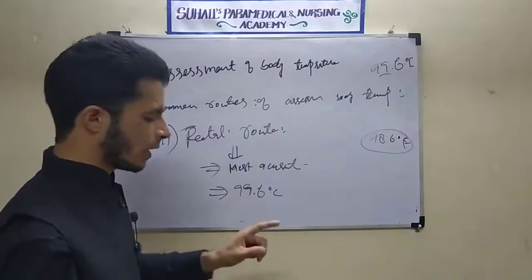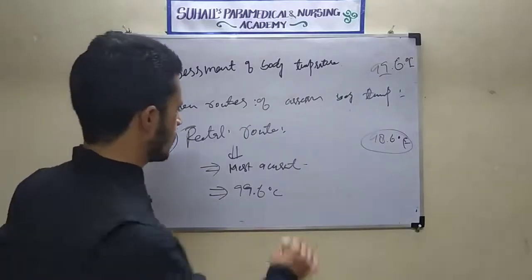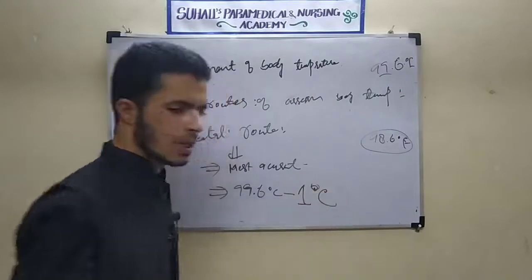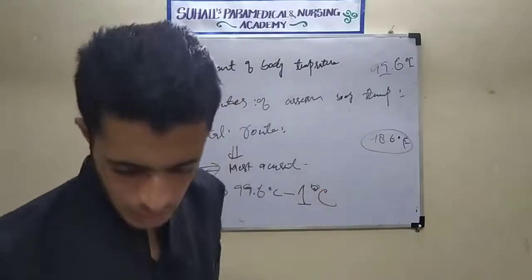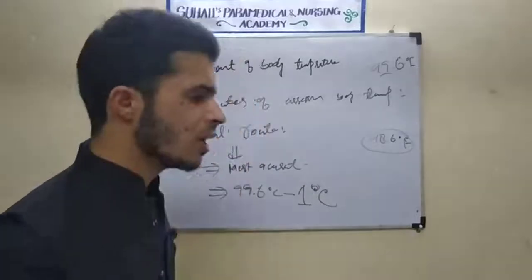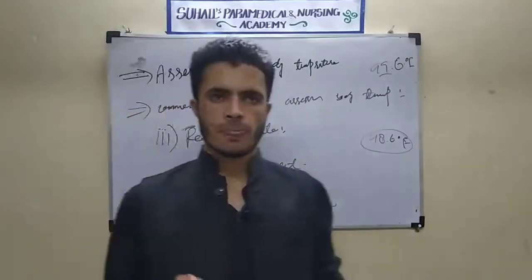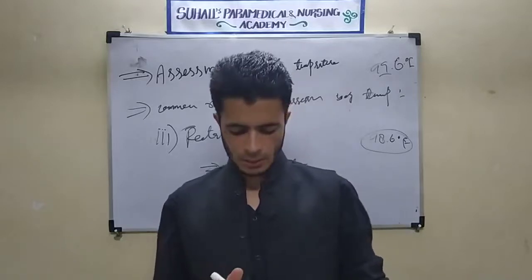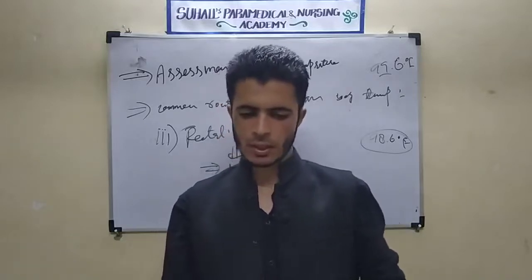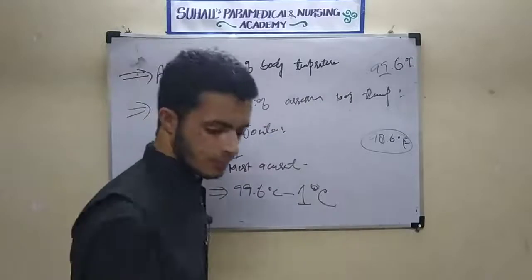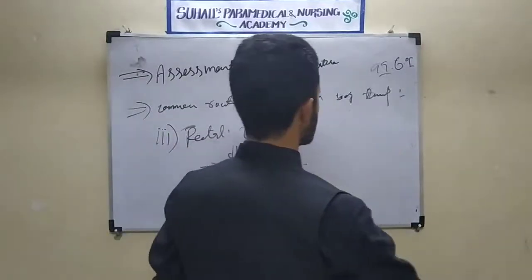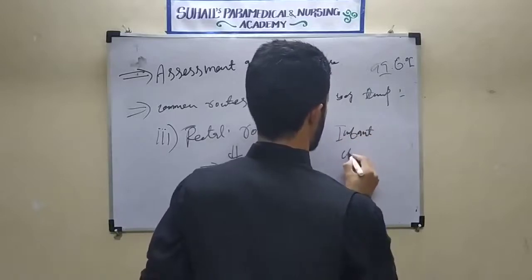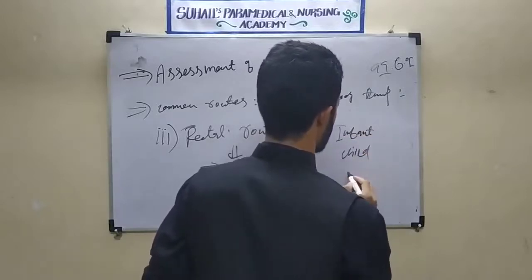And when we are writing on the chart or anywhere else, we have to subtract by 1 degree. Okay. One more thing is there. How much should we put this thermometer inside the anus? When we are putting this thermometer into the anal canal, there are 3 age groups. One is infant, another is child, and third is adult.